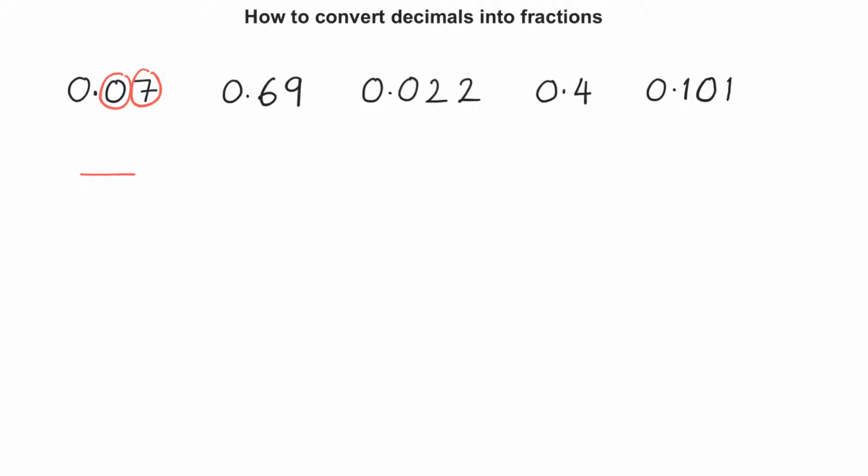So all I need to do is write it over 100. 2 decimal places, 2 zeros, and then I just write the integer 7 over the 100, so that's 7 over 100. Can I simplify this? No, I can't. I can't simplify this because there is no common factor.